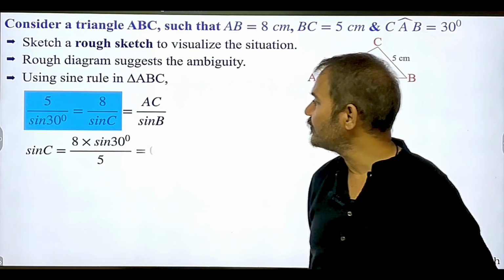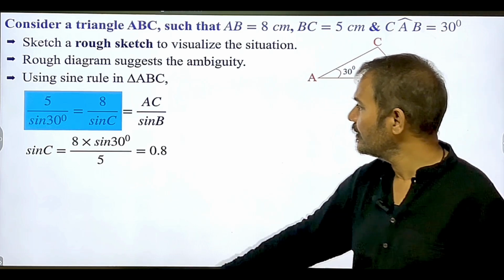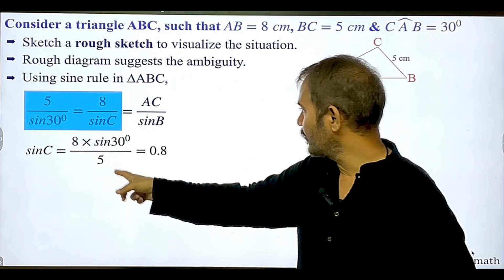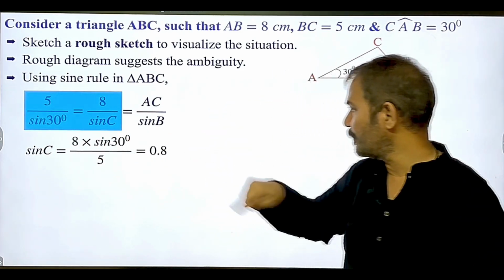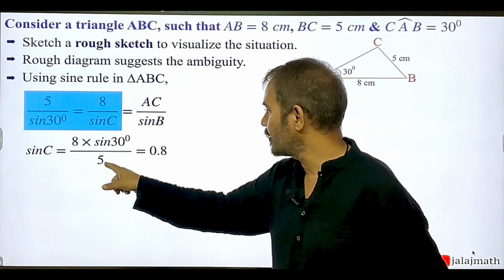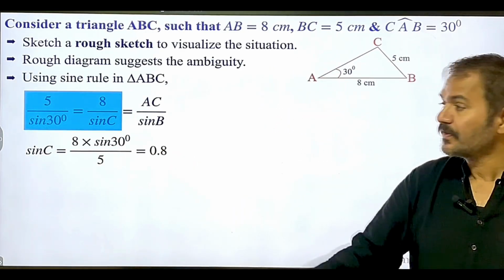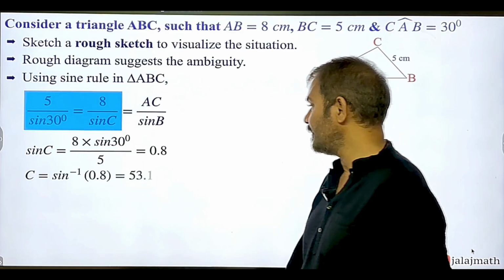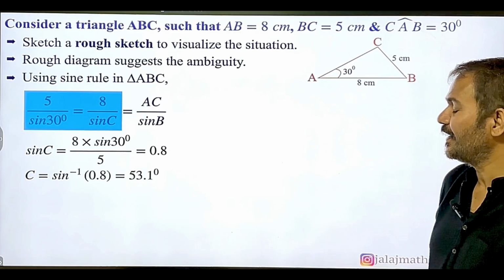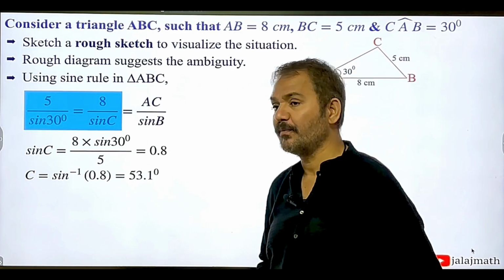So you get 5 sine C is equal to 8 sine 30. So sine C is 8 sine 30 over 5. We know that sine 30 is 1 upon 2. So it becomes 8 upon 10, which is 0.8. Using a calculator, we can find that C, the sine inverse of 0.8, is 53.1 degrees.